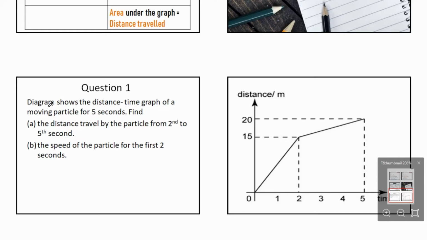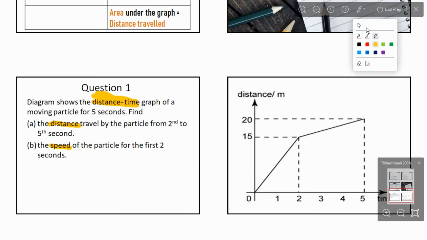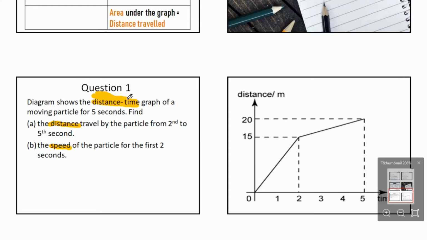Question 1. The diagram shows the distance against time graph of a moving particle for 5 seconds. First, we highlight the keyword, which is distance against time graph. Then we are asked to find the distance and also the speed. So, distance against time graph.